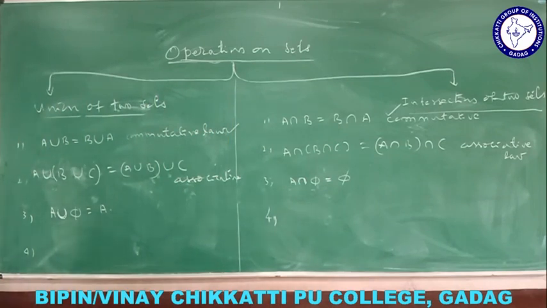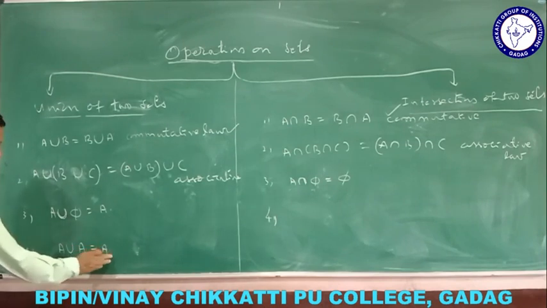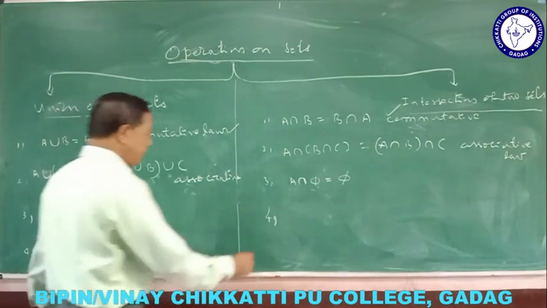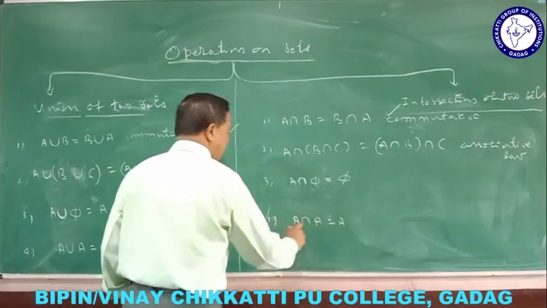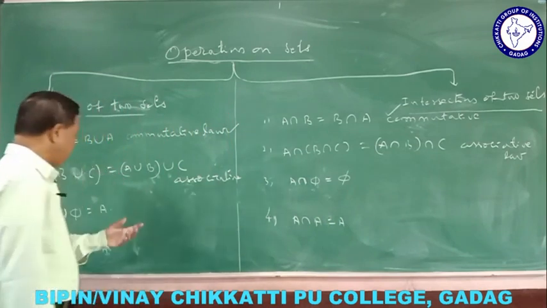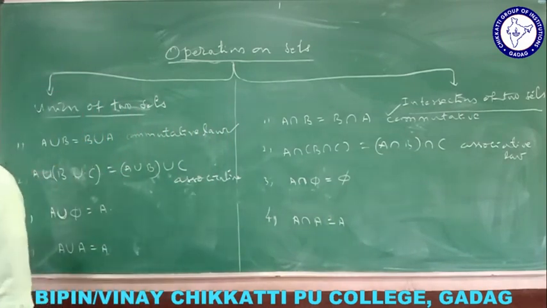Now, when taking two sets, A union A is equal to A. And here also A intersection A equal to A. You tell me, A intersection A is what? Here also A, because common elements. These properties are called idempotent laws in general.